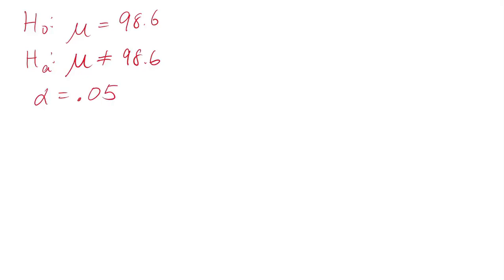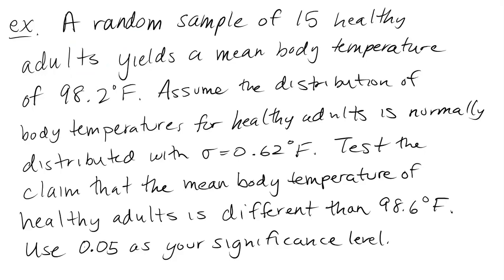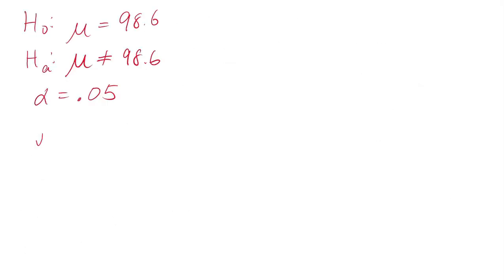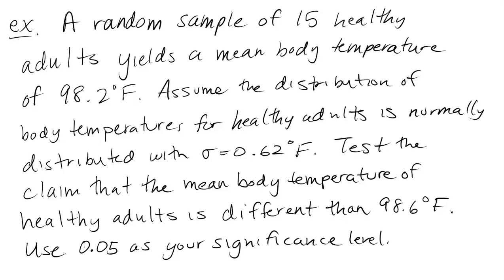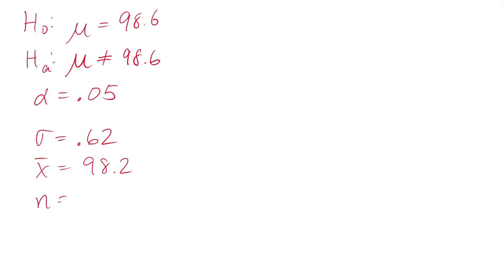Step 3, collect the evidence. We've done enough of these now that we're going to look for the standard deviation first. The standard deviation comes from the entire population. That's why we're going to use ZTest on this one. Sigma is 0.62. The sample mean was 98.2. The sample size was 15, which looks small, but we were told to assume that the distribution is normally distributed, so we're okay there. And now we're ready to calculate the p-value.